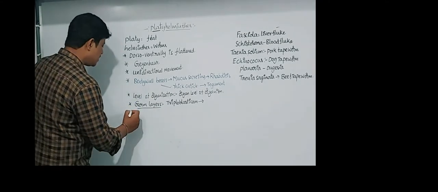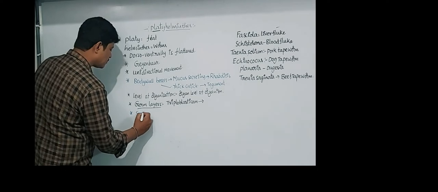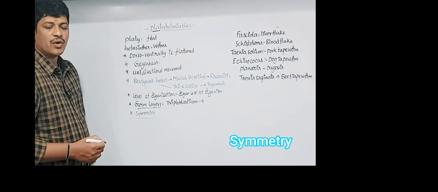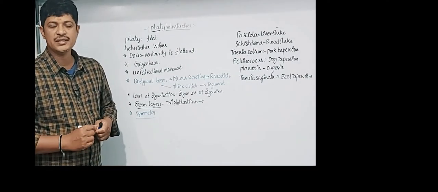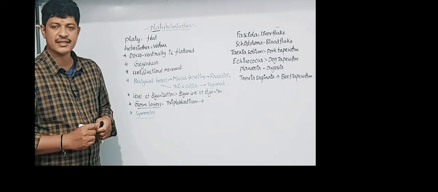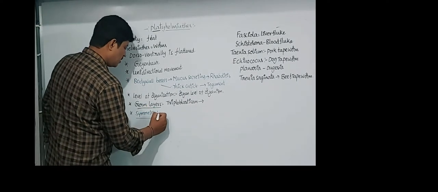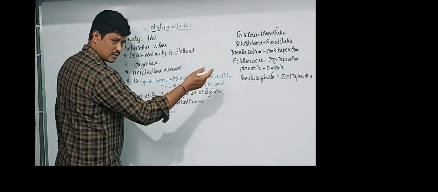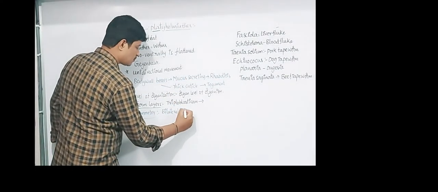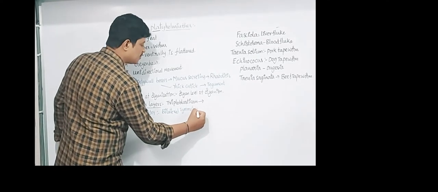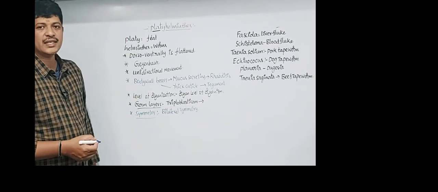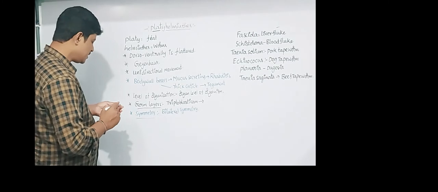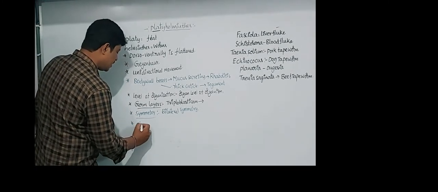And coming to the symmetry of these animals, the body can be divided into two equal parts through the anterior-posterior axis. This symmetry is bilateral symmetry. So the Platyhelminthes animals exhibit bilateral symmetry.